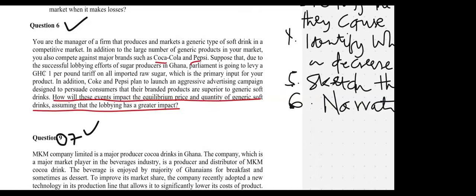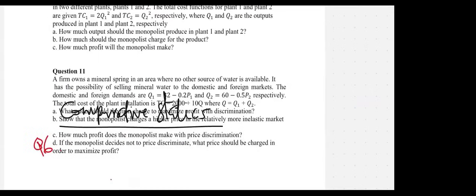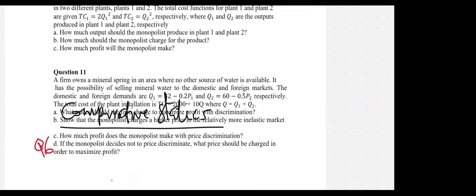How will this event impact the equilibrium price and quantity of generic soft drinks, assuming that the lobbying has a greater impact? So here, the name of the product is generic soft drink. Always pick it from there. The name of the product is generic soft drink.